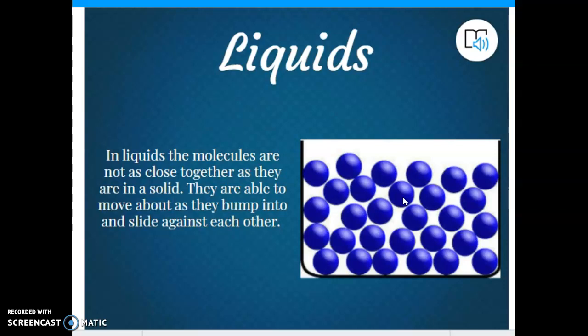You're bumping into those molecules, but there's enough space in between them to slide and move and be fluid as they move around, because it's a liquid. Obviously, the next one is gas.